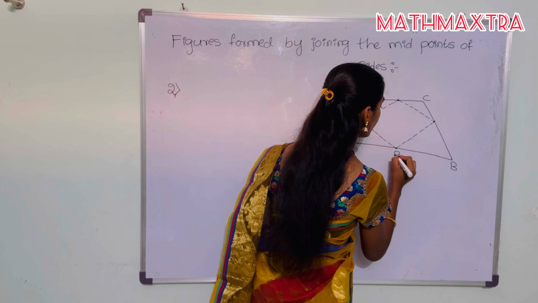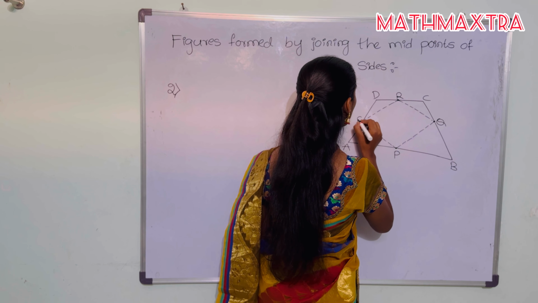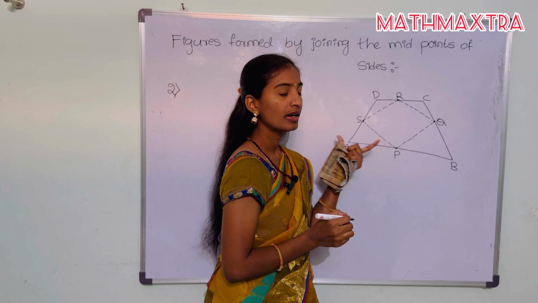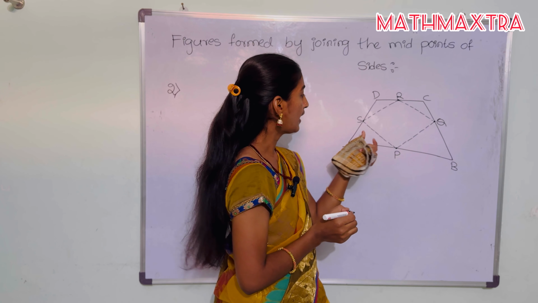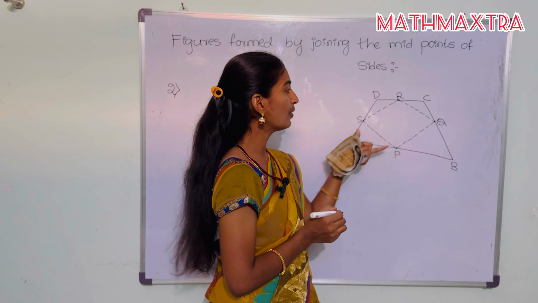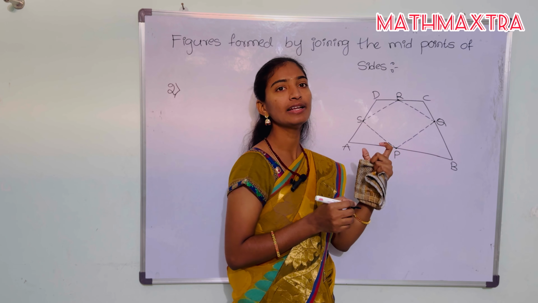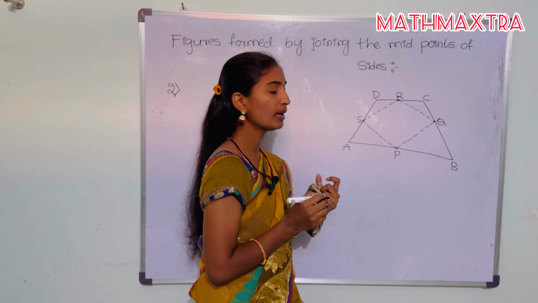These points, let us consider P, Q, R, S, are midpoints of a trapezium, and we have joined all the midpoints of the trapezium. We got one quadrilateral. We have to decide which type of quadrilateral PQRS is. Okay.